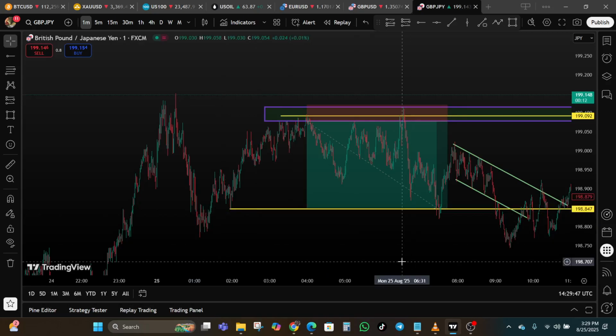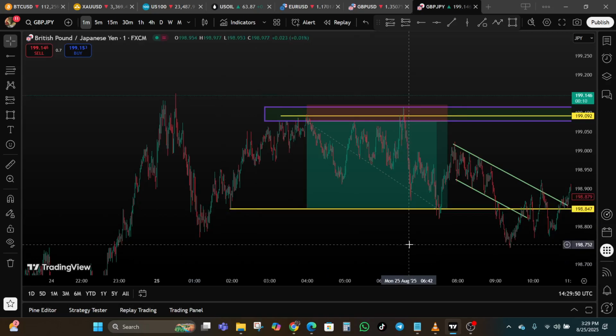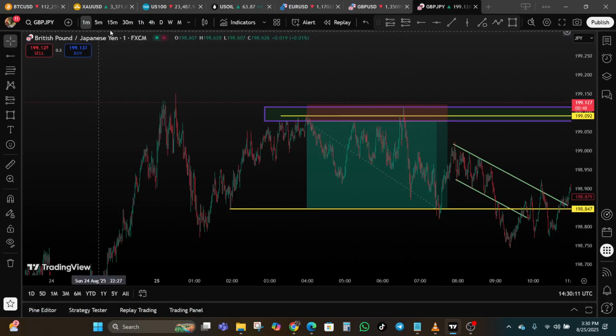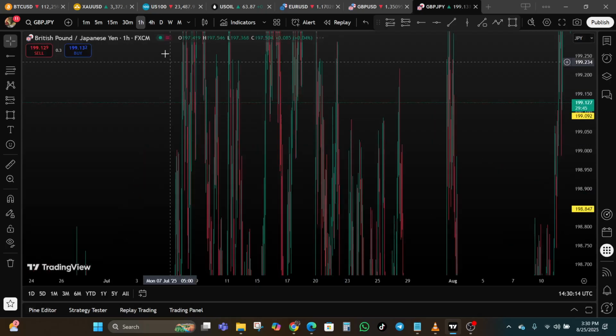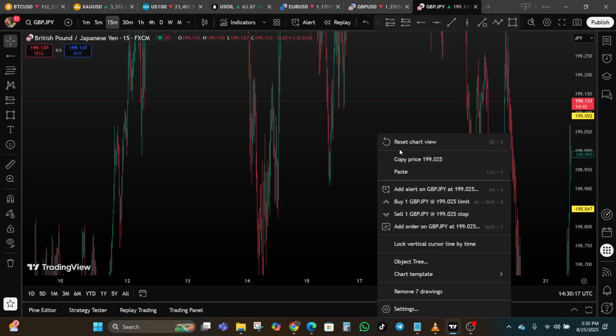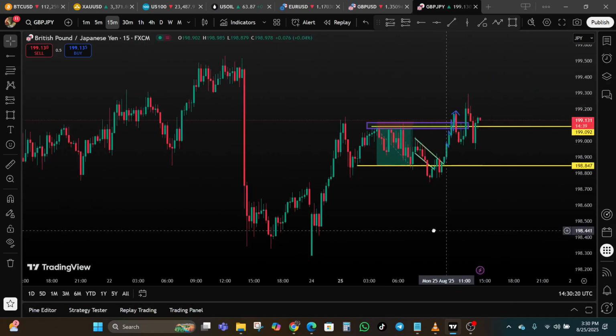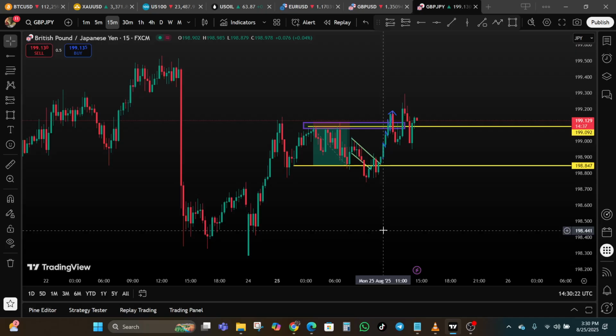Now, one of the most important parts of the M1 strategy is multi-time frame alignment. Even though you are entering trades on the 1 minute chart, you should always check the bigger picture. You have to start with perhaps the 1 hour chart or the 15-minute chart to see the overall trend at the time. Then you refine your entry on the 1 minute.